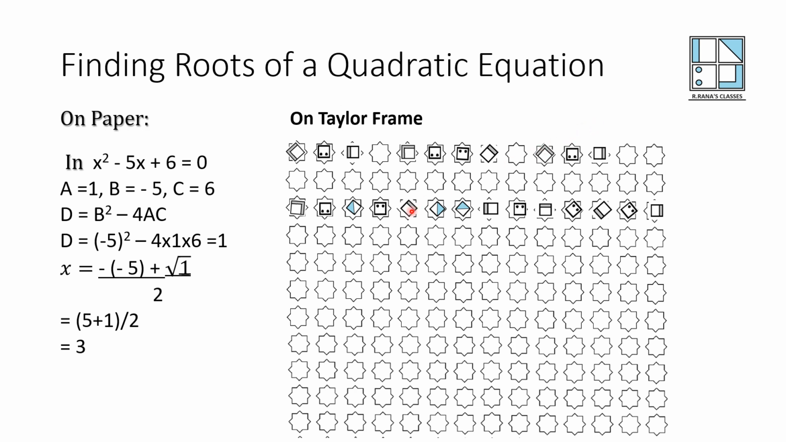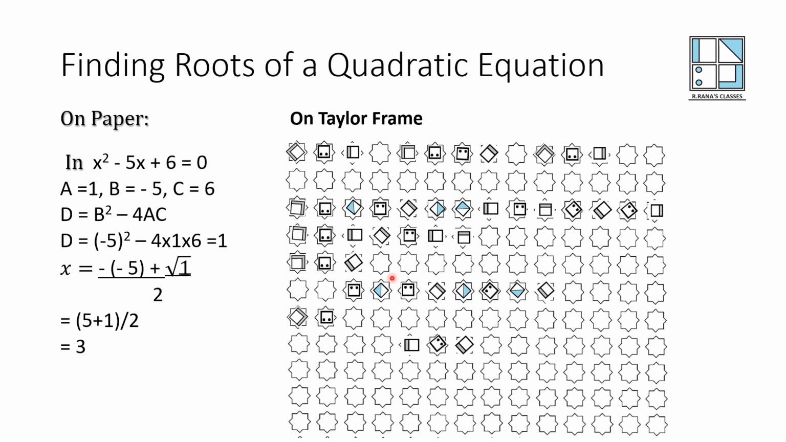Calculating d is equal to brackets open minus 5 brackets close raised to power 2, that is b squared minus 4 into a, which is 1, into c, which is 6. Calculating it, we get d is equal to 25 minus 24, which is equal to 1. Thus d is equal to 1. Discriminant of the quadratic equation here is 1.